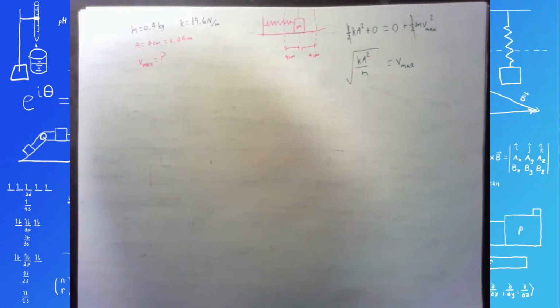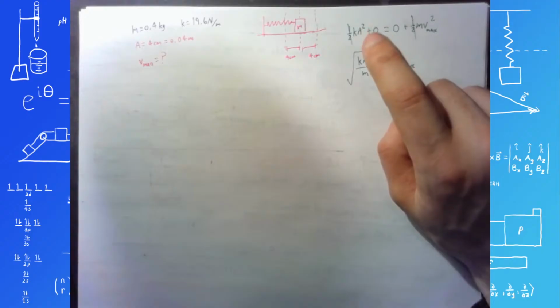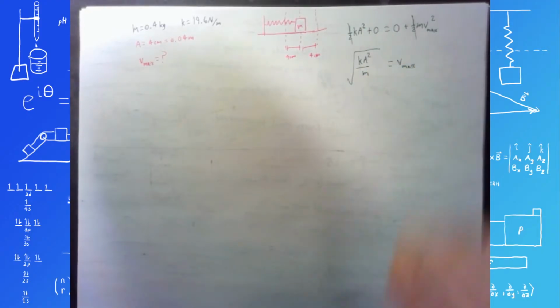We would actually have to figure out when it started moving and which way it was going and where it was when it started moving in order to know for sure whether we see it moving to the left or to the right. But we'll just focus on magnitude here. This works nicely for us because we know A is 0.04, so we can plug that in here. We know k is 19.6, and we know m is 0.4. So the rest is just plugging in numbers in the calculator.